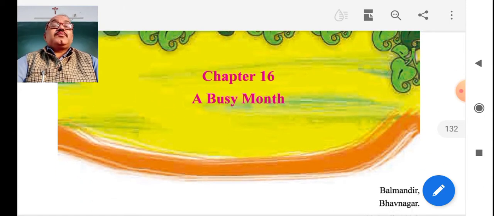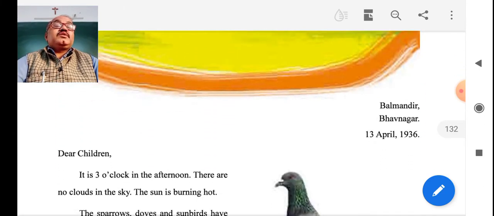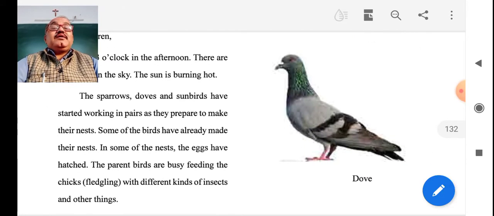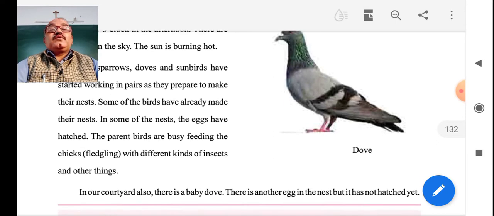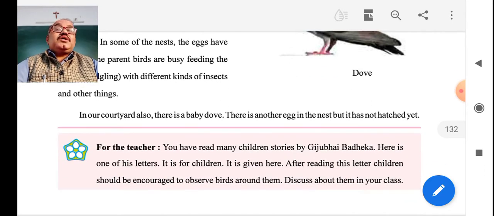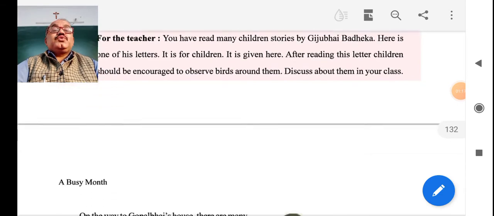Now, let us come to the point, A Busy Month. Gijubhai wrote this letter in 1936 and he explained that there are many birds surrounding us. So, how do they hatch their eggs and make the nest? Everything is given here. In this story, each and every point should be learned properly and up to date, so you can write down the answer.